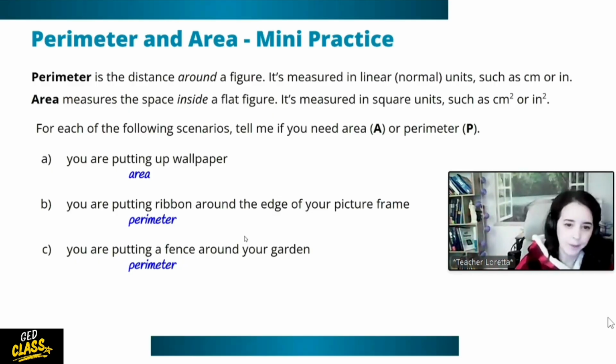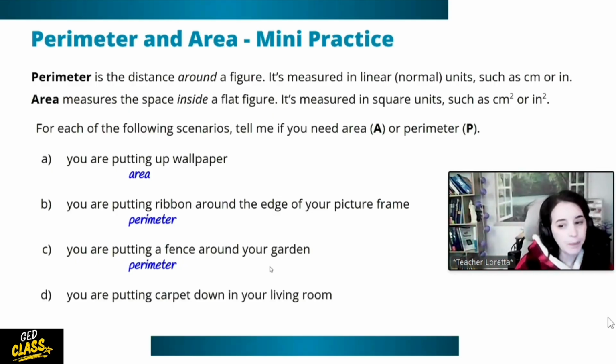That's perimeter. What if you're putting carpet? Well, height is something different, right? You just decide how tall you want the fence to be. Now, for carpet, you probably want to know that's more area. Not the kind of carpet where you buy a rug, but like you're putting down wall-to-wall carpet and you're buying it by the square foot. That's area.